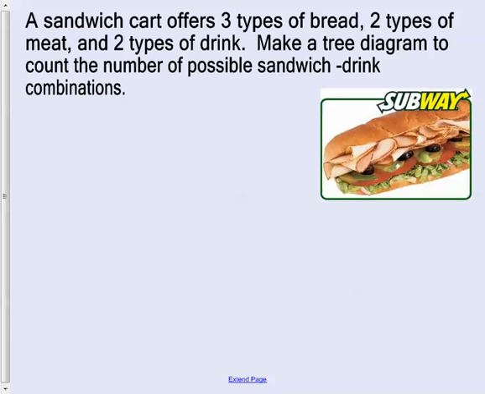All right, you try this one. A sandwich cart offers 3 types of bread, 2 types of meat, and 2 types of drinks. Make a tree diagram to count the number of possible sandwich drink combinations. Okay, I'll be back in just a second to show you the answer.